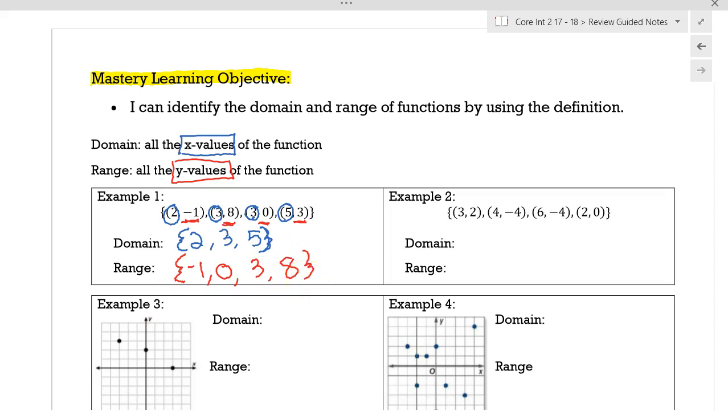Ignore all the announcements. So -1, 0, 3, and 8.